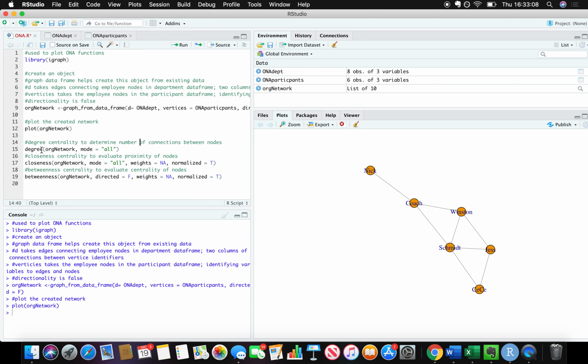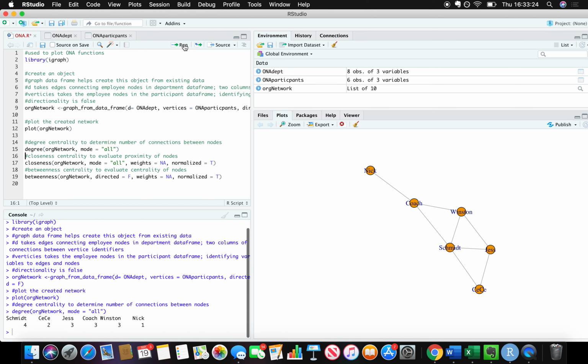Starting with degree centrality, it's used to determine the general number of connections between nodes. So you'll see this, use the degree function, put in your object, and then you're calculating from all. So you can see down here the number of connections each person has. Like we said before, Nick only has one, Schmidt has the most with 4, and then the other people in the group. So you can see who has the most connections, and then over here you can see exactly where they meet up and who those connections are with.